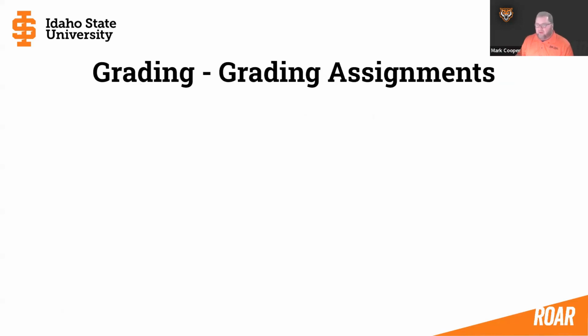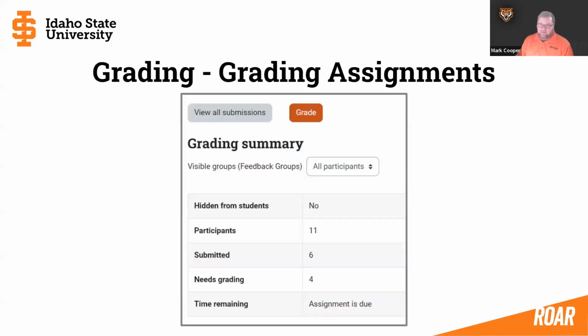And then let's talk about grading individual assignments. Within Moodle, in this particular case, this was an assignment activity. If you scroll to the very bottom of the instructions page, you will always see a grading summary. This grading summary provides you with the number of students who are in the class, how many submitted their assignments, how many still need grading, and the time that's remaining if you have a time element attached to that activity. This can provide you a lot of good information in one place.